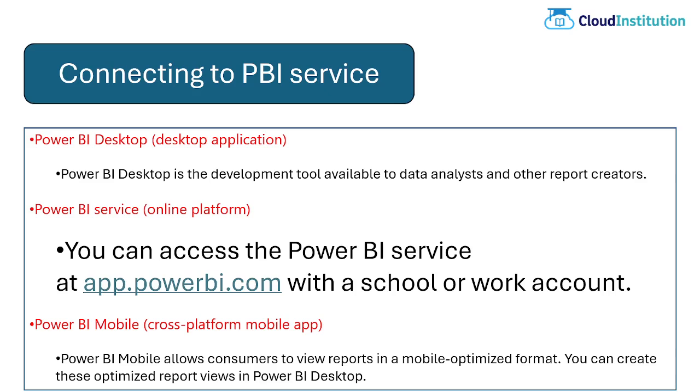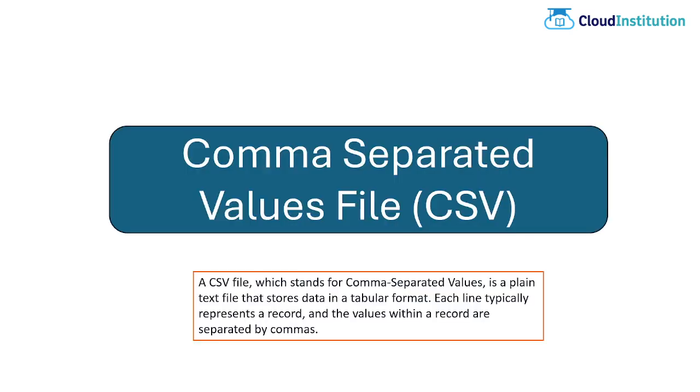And then after that, we will also see how to use the comma separated values file. Okay. So what is a comma separated value file? A CSV file stands for comma separated values. It's a plain text that stores data in a tabular format. Each line typically represents a record and values within a record are separated by commas. So a CSV file is very important and you can download it from various popular websites. I will explain how we can do that as well.